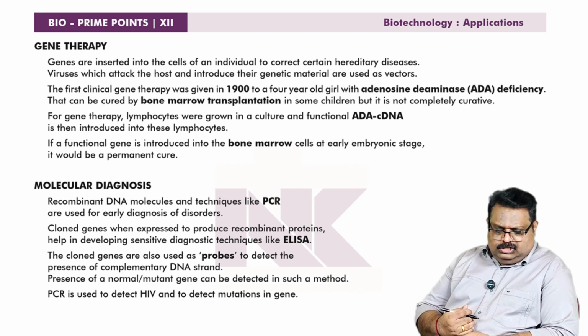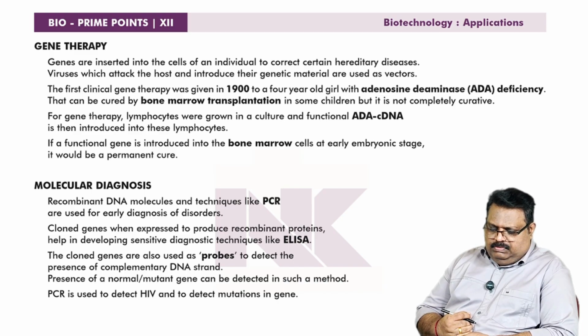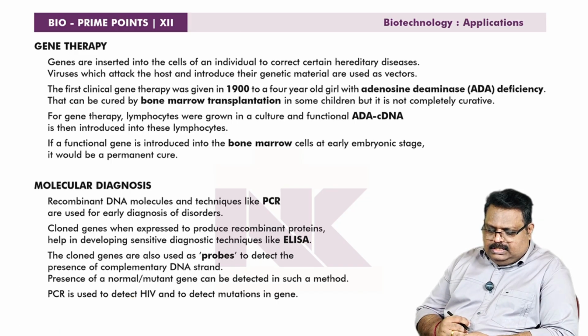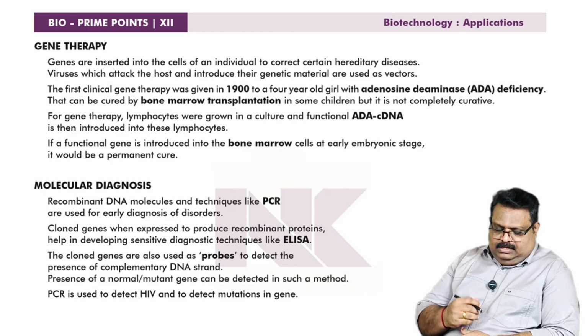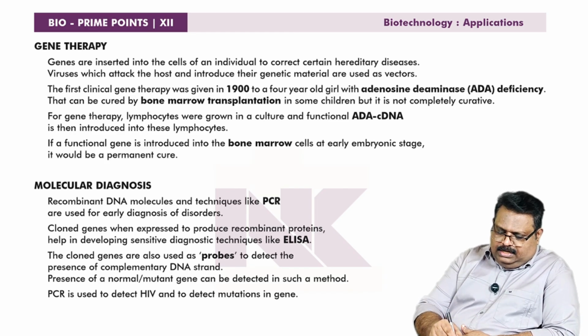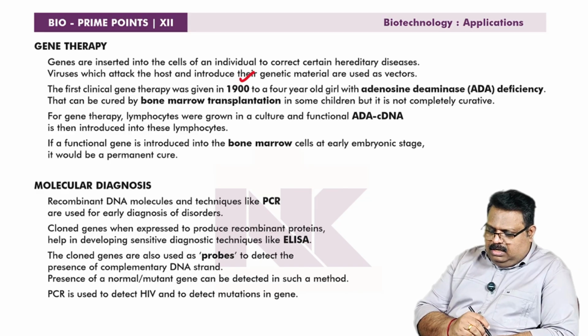Okay. Another prime point is called gene therapy. Genes are inserted into cells of an individual to correct certain hereditary diseases, genetic diseases. Viruses which attack the host and introduce the genetic material are used as the vector. The first clinical gene therapy was given in the year 1990 to a 4-year-old girl with the adenosine deaminase deficiency. It is also called ADA deficiency. That can be cured by bone marrow transplantation in some children, but it is not completely curative.